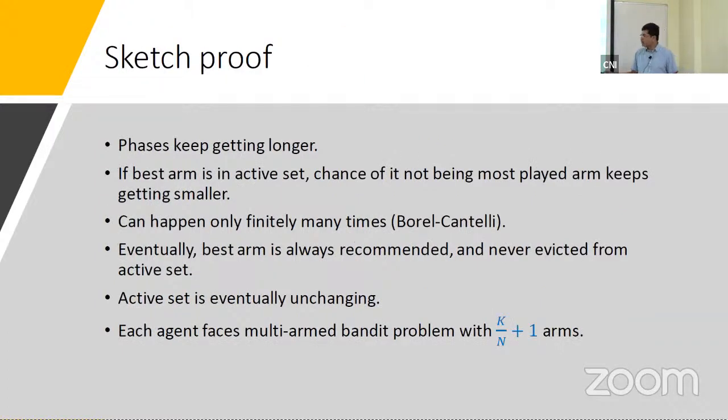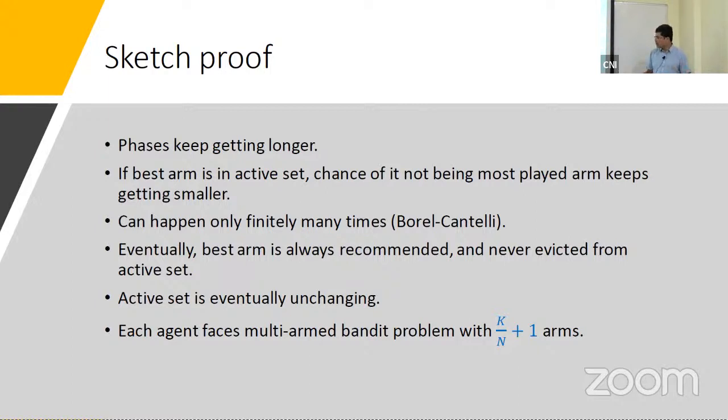Okay, and the idea of the proof is basically the following. Now, the phases keep getting longer. And so suppose you have the best arm within the active set. The chance of making a mistake in any phase and not identifying it correctly as the best arm keeps getting smaller. It's e to the minus something times the length of the phase. So it keeps getting smaller. And so because the phases are getting longer, if you make them longer quickly enough, then Borel-Cantelli says that you make only finitely many mistakes. You can make mistakes, but you only make some random finite number of mistakes.